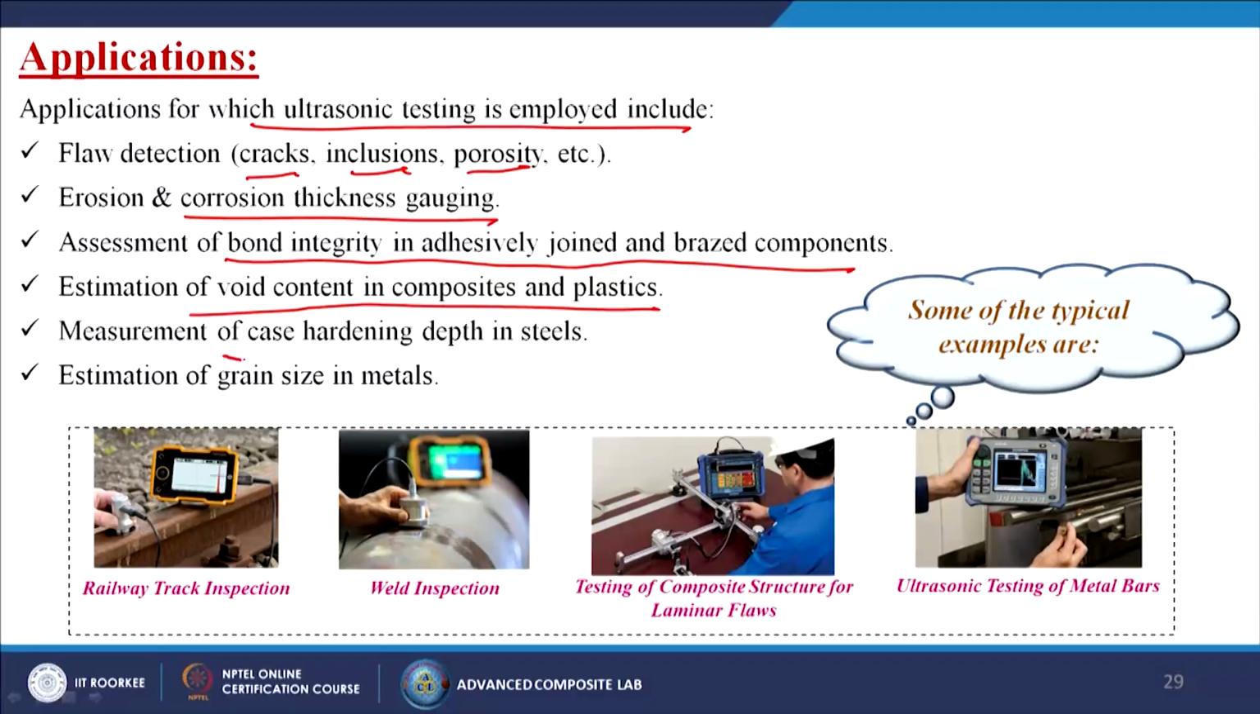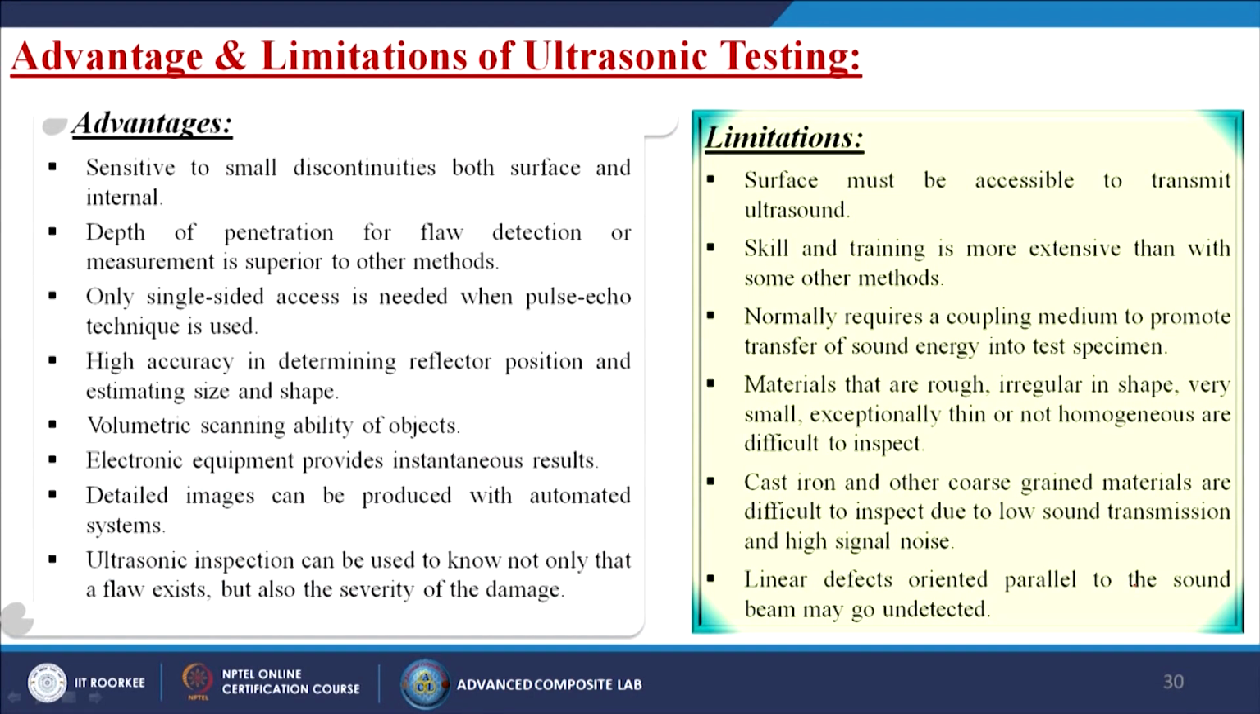These kinds of flaws we can generally measure by this particular technique. Estimation of void content in composites and plastics, measurement of case hardening depth in steels, estimation of grain size in metals. In this way we are doing railway track inspections, to see if any cracks have been generated inside the track, weld inspections, testing of composite structures for laminar flaws, ultrasonic testing of metal bars, and nowadays widely we are using it for medical purposes.